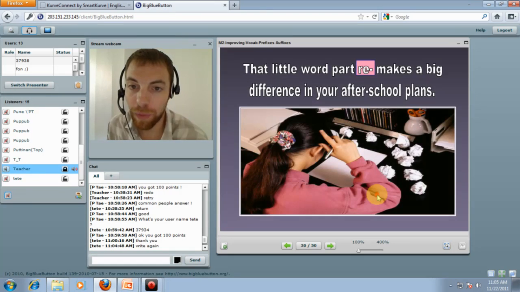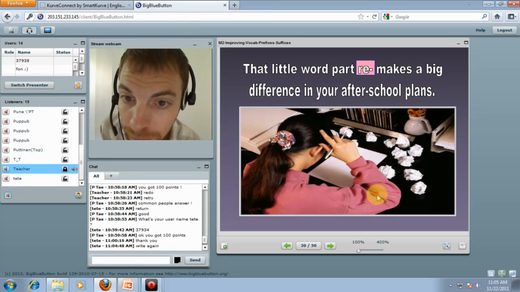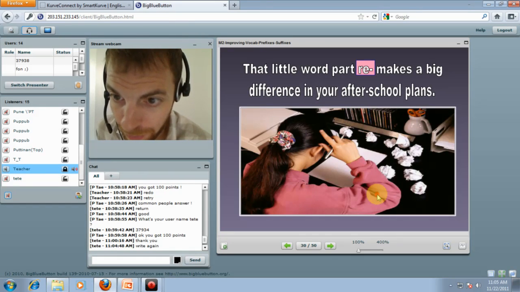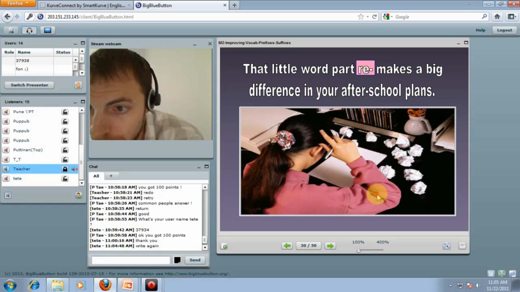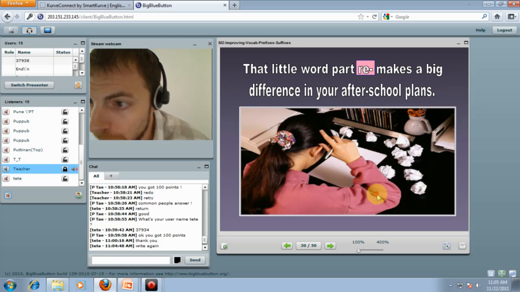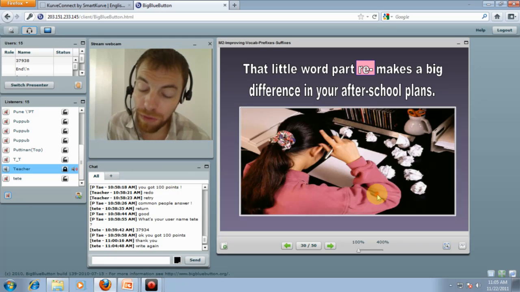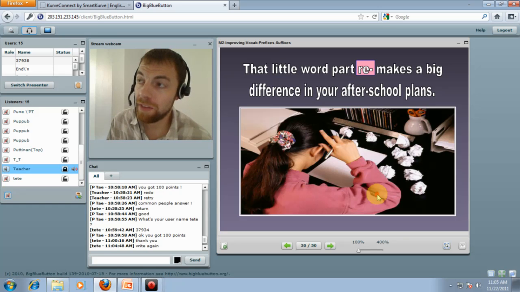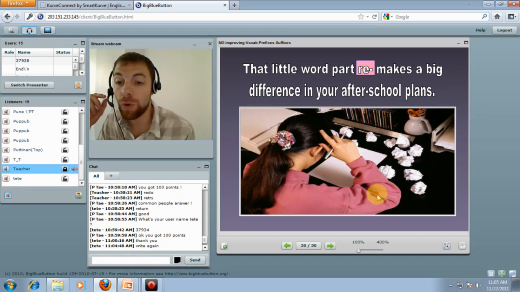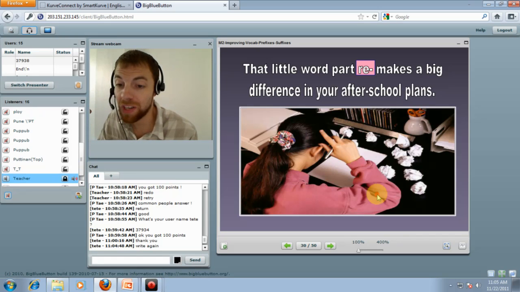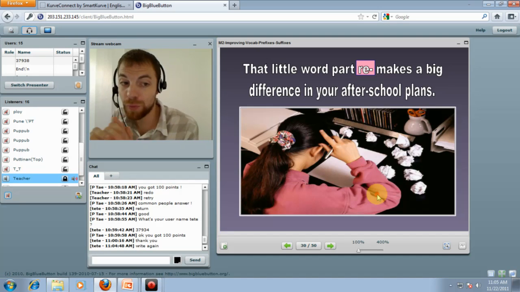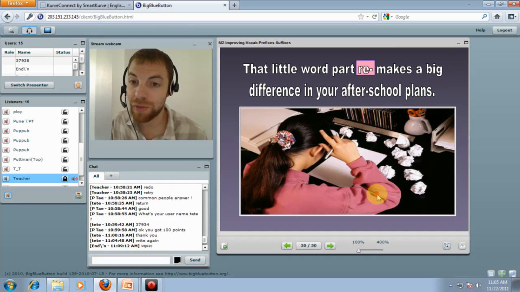Let's look at another example. Now that little word part makes a big difference in affecting your plans. So it's important. If the teacher has rewrite something, this means you are working and doing it one more time. Throw your first one in the trash and write one more time.